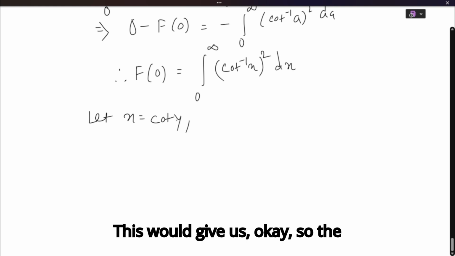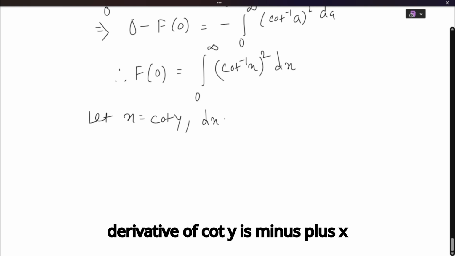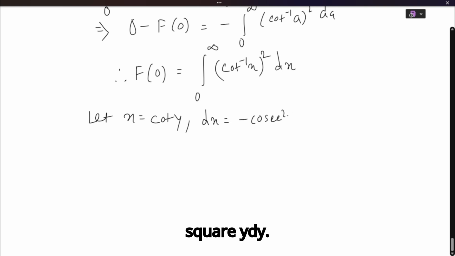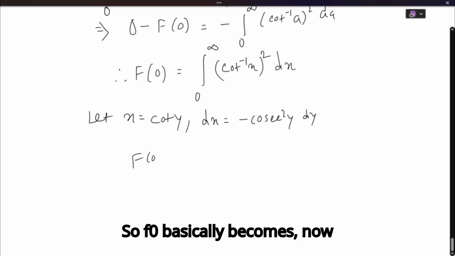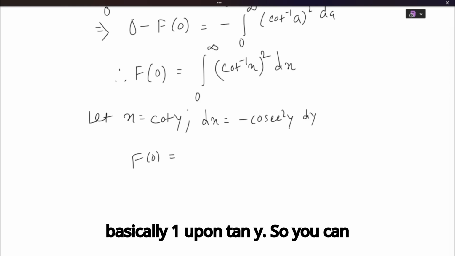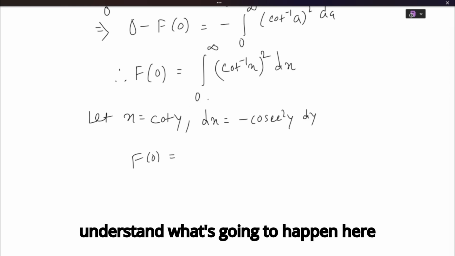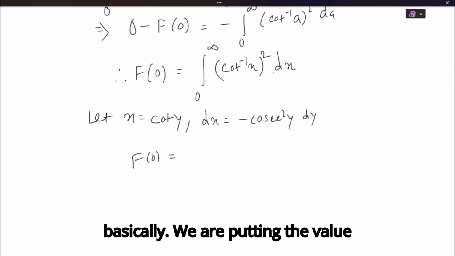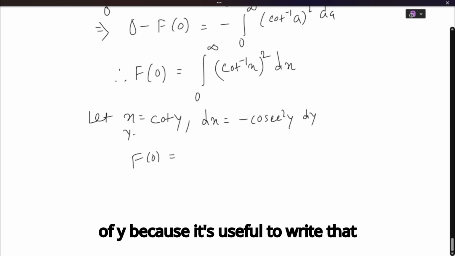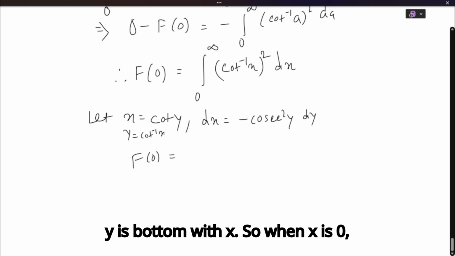This would give us, okay, so the derivative of cot y is minus cosec square y, right? So it's minus cosec square y dy. So f(0) basically becomes, now let's calculate the limits. So cot y is basically 1 upon tan y. So you can understand what's going to happen here. Basically, we are putting the value of x and we are trying to find the value of y, because it's useful to write that y is cot inverse x.